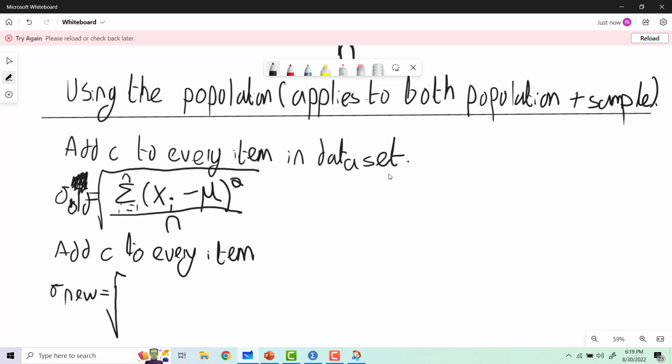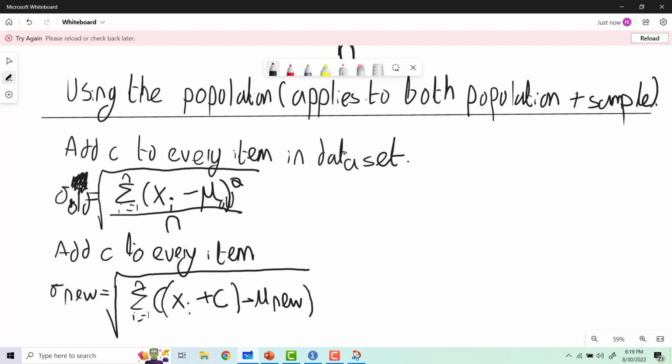is equal to the square root of sigma i equals 1 to n, xi plus c minus, we'll call this mu old on the previous one, minus mu new, squared all over n.